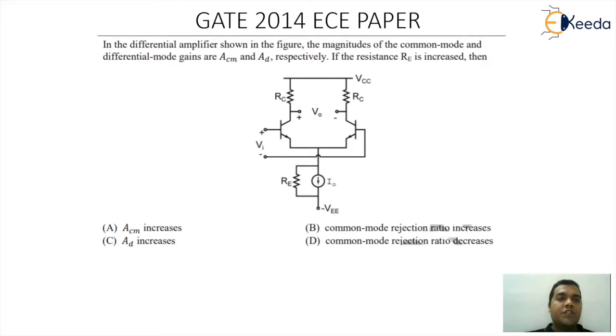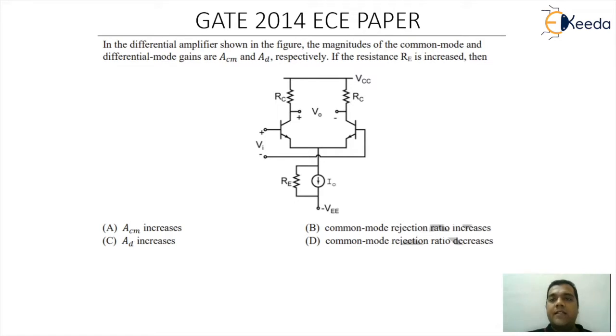So this question is from the GATE 2014 EC paper. Let's have a look at the question. The question is, in the differential amplifier shown in the figure, the magnitudes of common mode and differential mode gains are ACM and AD respectively.